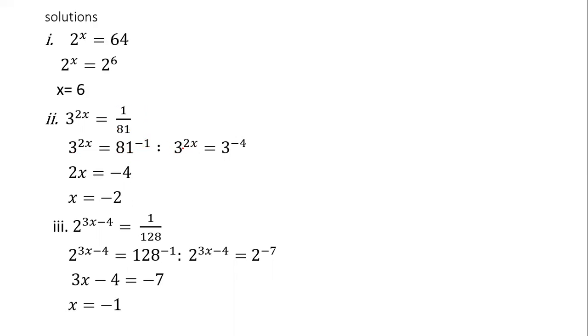Therefore, we have 3 power 2x equal to 3 power negative 4. That's 1 over 81 here. So now the bases are the same, so you can just equate the powers. Hence, we have 2x equal to minus 4. By dividing here by 2, here by 2, we have x equal to negative 2.